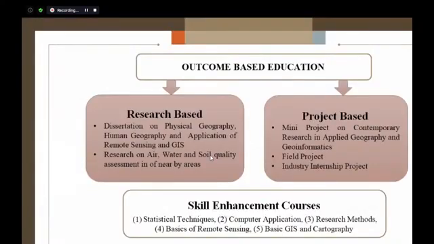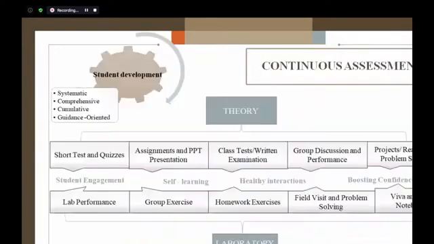I will be showing you in later slides. Research-based education and project-based education are a big strength of our department. And skill enhancement courses, which are small courses, will be important when students go for placements. So this is how we continuously assess the students.